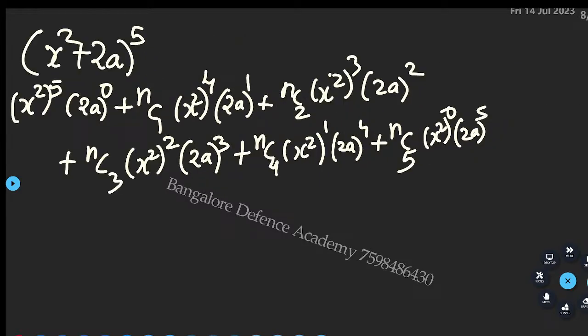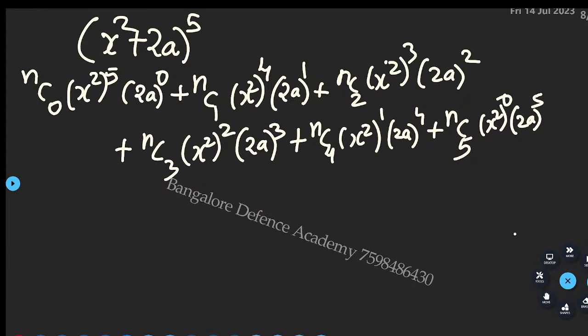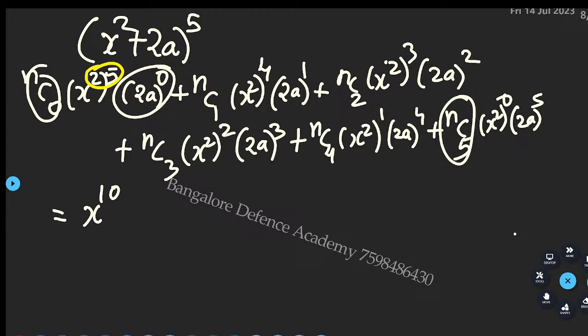Correct? Okay. Now look at this. Now what is n here? 5. 5C0 is how much? 1. And what about 5C5? 5C5 will be 1. Now 2 into 5 is how much? 10. So what happens? The first term will become x to the power of 10. Anything to the power of 0 is 1. Okay, ये हो गया. First term is over.